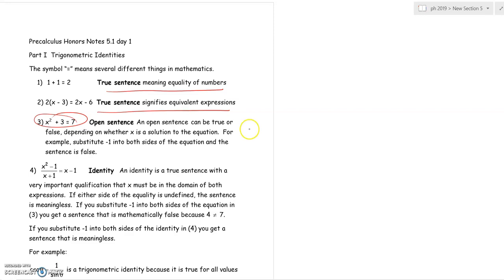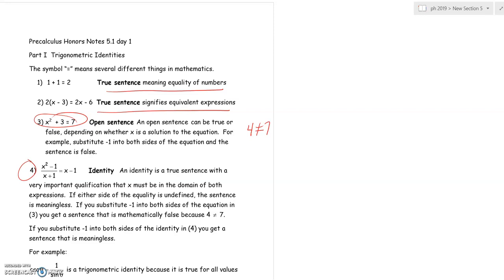Okay, so an identity, here's number 4. That's actually an identity. An identity is a true sentence with a very important qualification. So it's true, just like 1 and 2, but it has a very important qualification that x must be in the domain of both expressions, on both sides of the equal sign. So if either side of the equality is undefined, the sentence is meaningless.